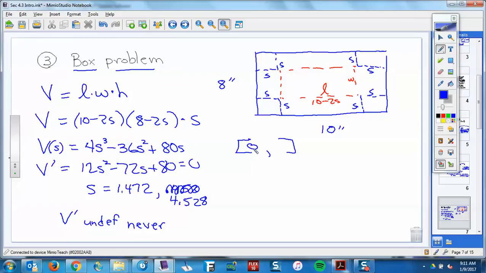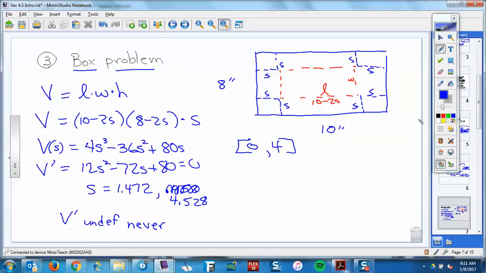0. Wouldn't even have a box. If you don't cut out any corners, you're not going to have any volume. So clearly that's not going to be a maximum, but that's fine. Let's use it as an endpoint. What's the biggest S could be? 4. A lot of times people say 8. But no, if you use S as 4, then that's going to use up this whole side, right? You can't go any bigger than that. So the biggest S can be is 4.